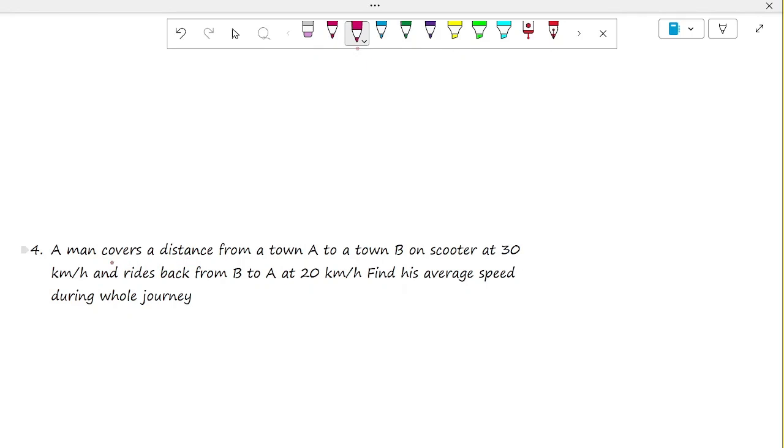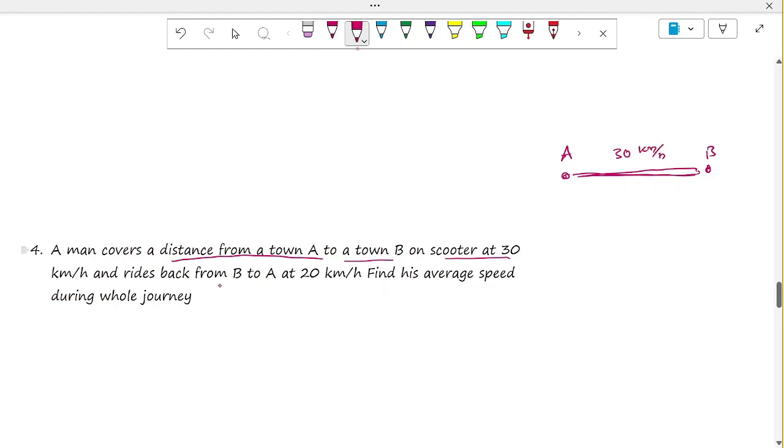Now we'll read this question once, and I'll explain the background of the question, or the basic concepts that are required to solve it. A man covers a distance from A to B. Let's imagine this is point A and this is point B. He is covering a distance from here to here, from A to B town on a scooter at 30 kilometer per hour.